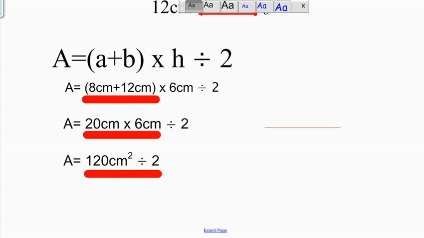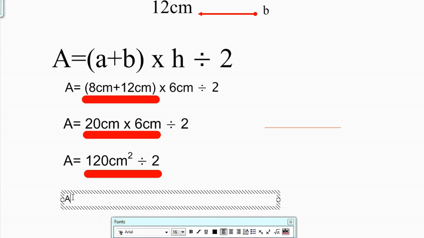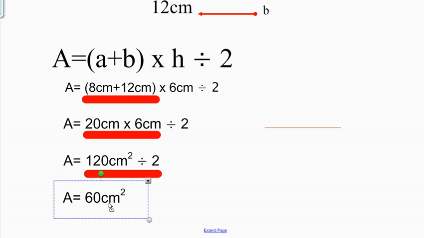So again, we do a little formula. If I had my little therefore symbol, I would do it now. Area equals 60 centimeters squared. So squared, make it an exponent. And there you have it.